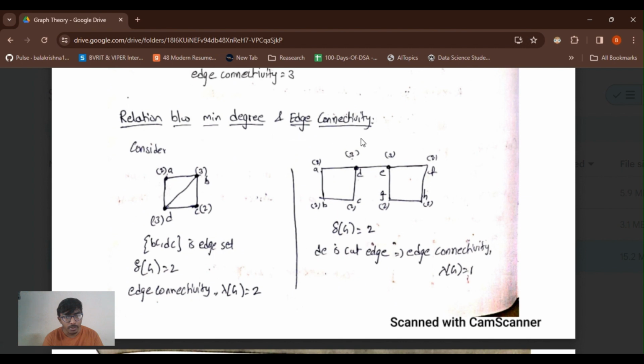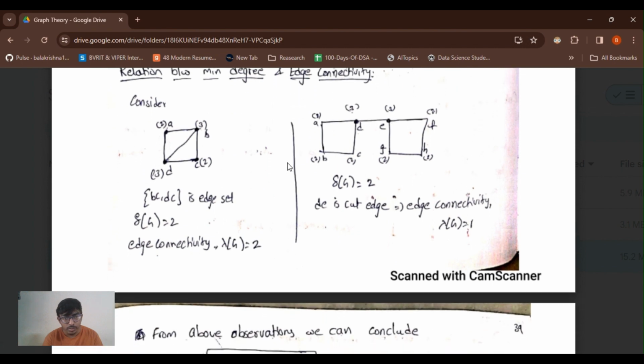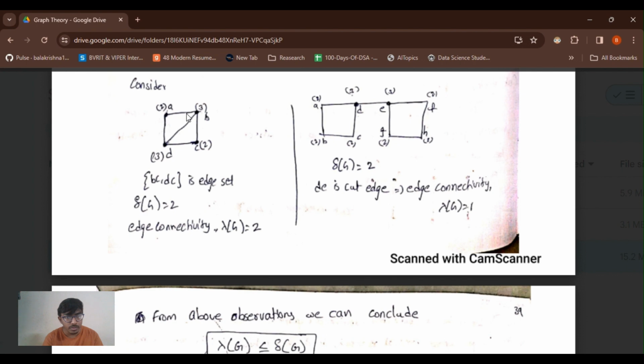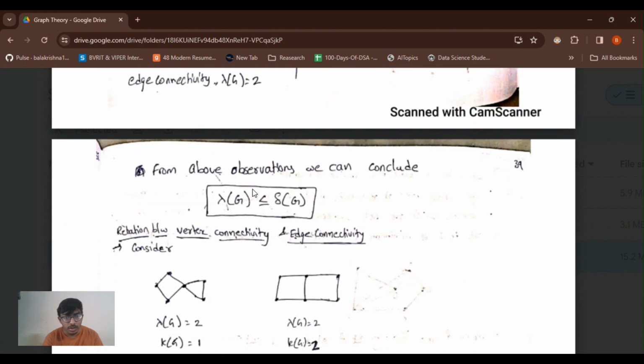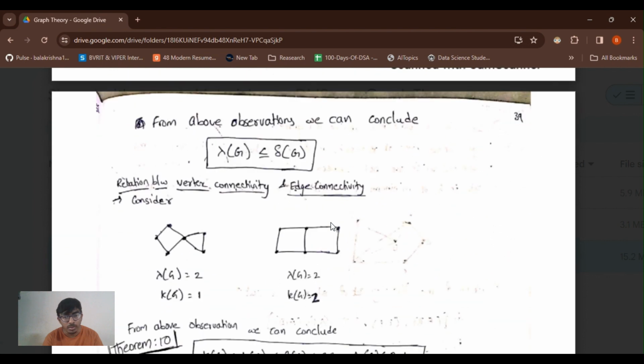Vertex connectivity is the minimum number of vertices whose removal makes the graph disconnected. Relation between the minimum degree and edge connectivity. Here BC and DC is the edge set. From this observation, we can conclude that edge connectivity is less than or equal to the minimum degree.